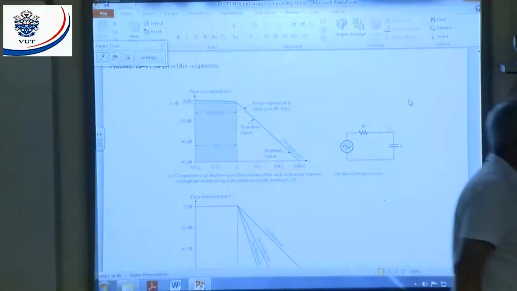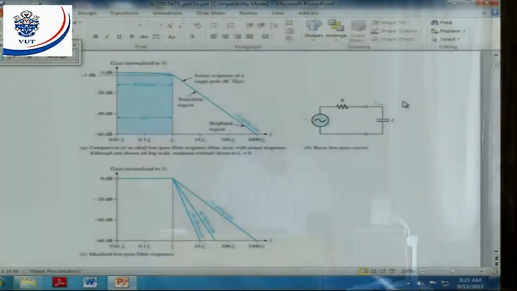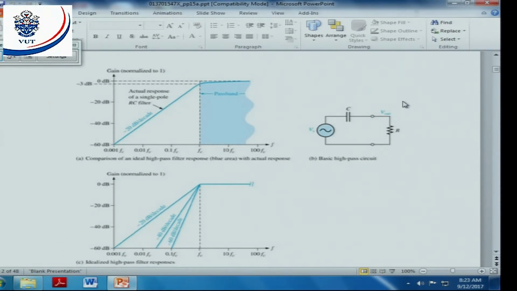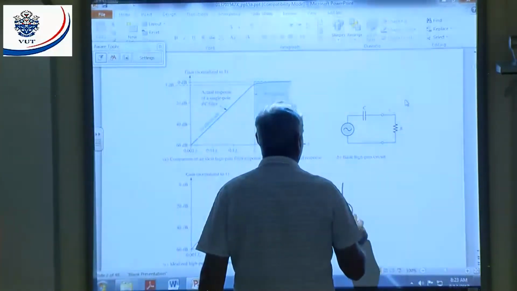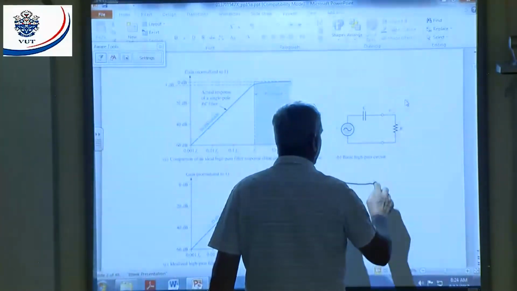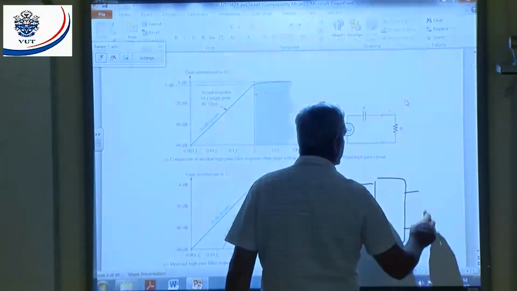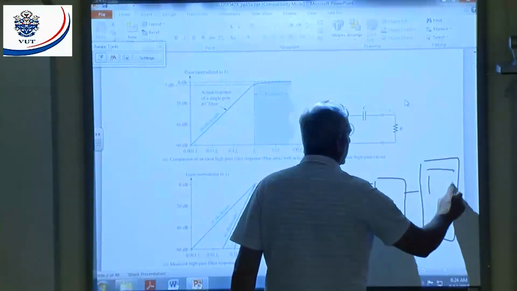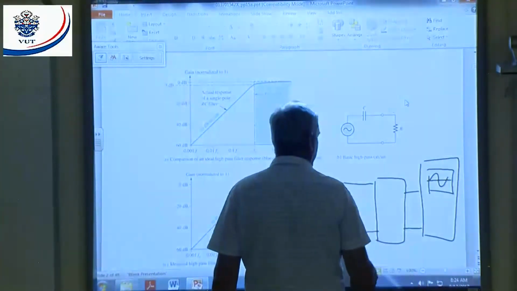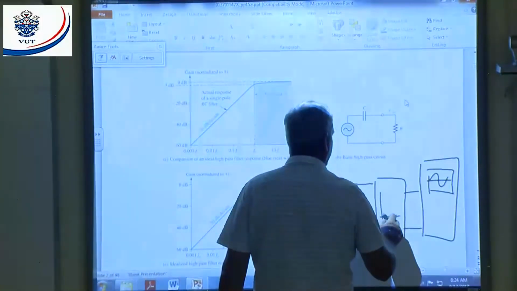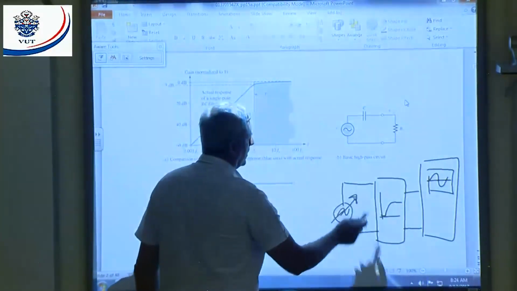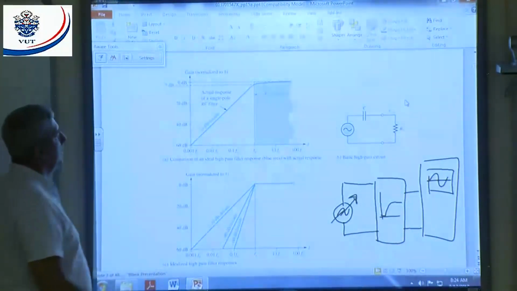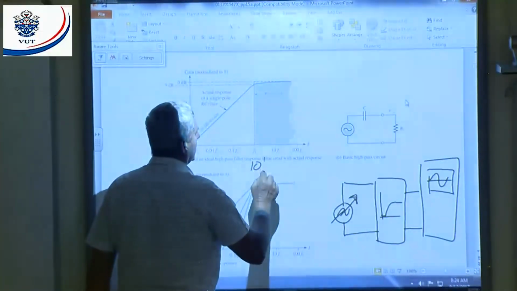Alright, let's go and have a look at the high pass filter. What are we going to do there? Alright, there's our high pass filter. Again, the same arrangement. We're going to do the following. Let's say again, we've got our function generator, that's variable. We've got our filter, and we take the output of the filter to the oscilloscope. There's my high pass filter response. I make this again a variable. Let's say we still have the same critical frequency, 10 kilohertz.